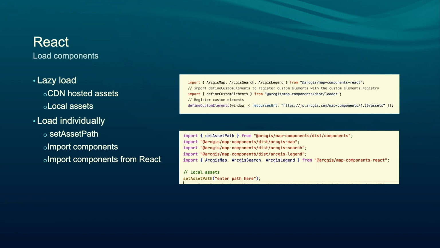So the thing that you have to look at with both of these, the first code snippet up at the top, we import the ArcGIS map, ArcGIS search, and ArcGIS legend from the React component package. And then we import define custom elements, and then we point it to the assets on the CDN. So that's what we're doing in the lazy loading approach. The load individual approach is on the bottom image. There we import the set asset path. And then we individually import each of the components that we want to work with. And then we also have the import statement where we import them from React, and then we set the asset path. So just a slightly different approach, but both work in React.